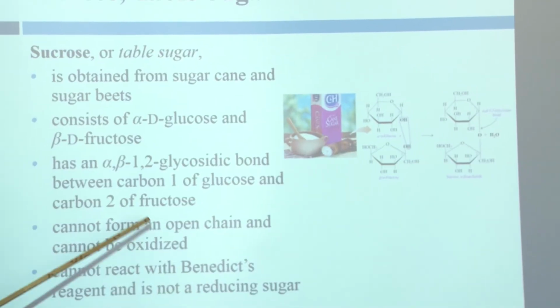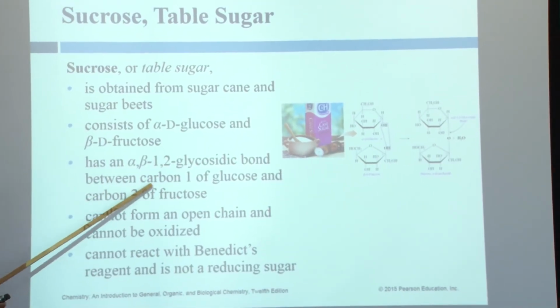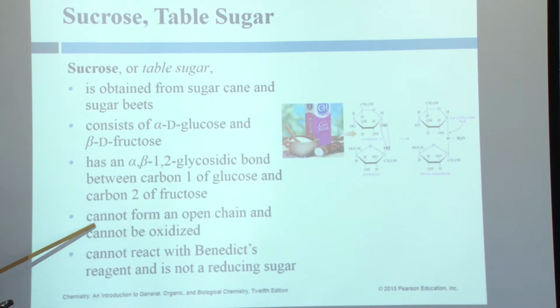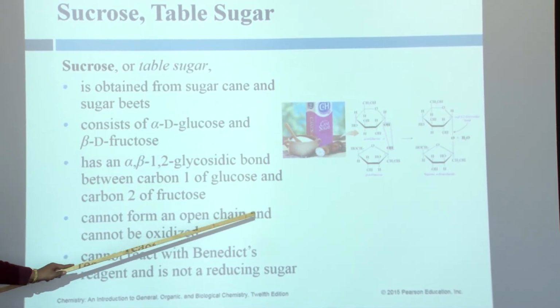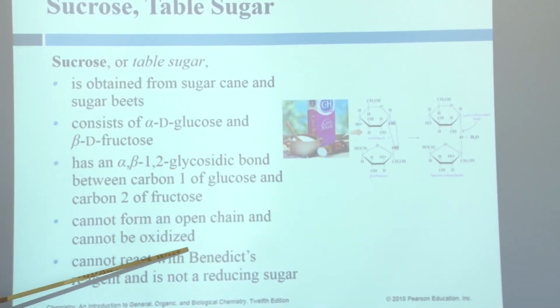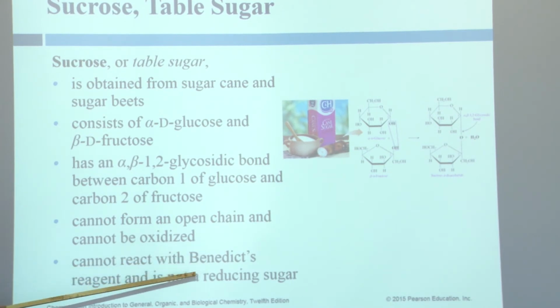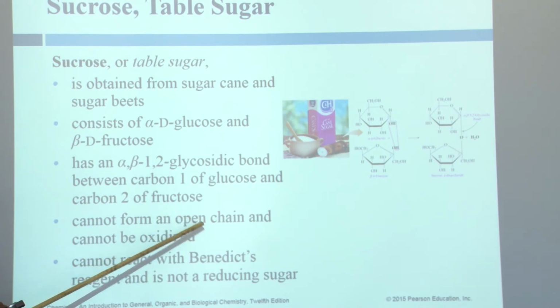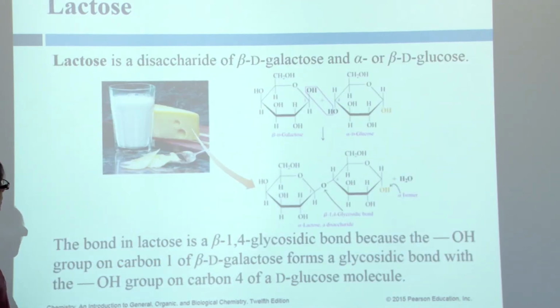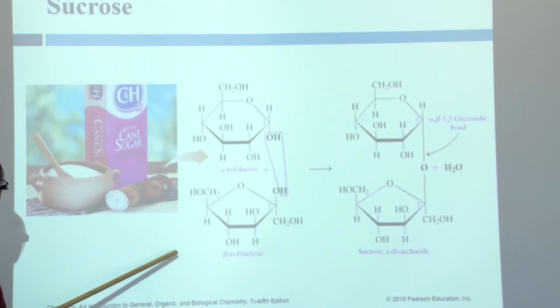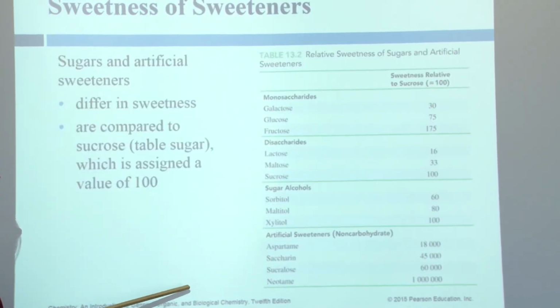So let us see, it has alpha and beta, carbon 1 of glucose and carbon 2 of fructose are linked, so it cannot form an open chain and cannot be oxidized. It cannot react with Benedict's reagent, and is not a reducing sugar. Because it cannot react with Benedict's reagent and reduce, it's not a reducing sugar, and it cannot be oxidized. So this was what we discussed about sucrose.